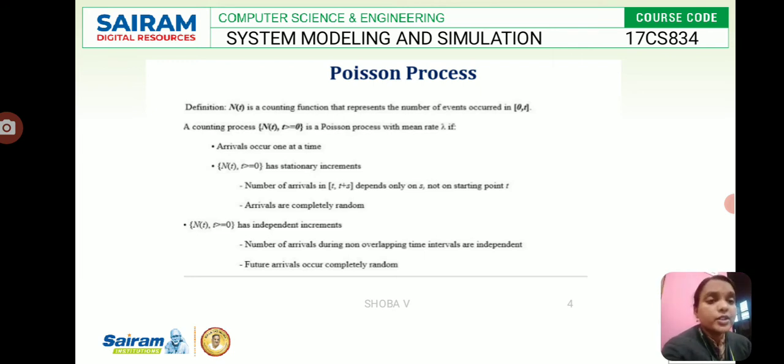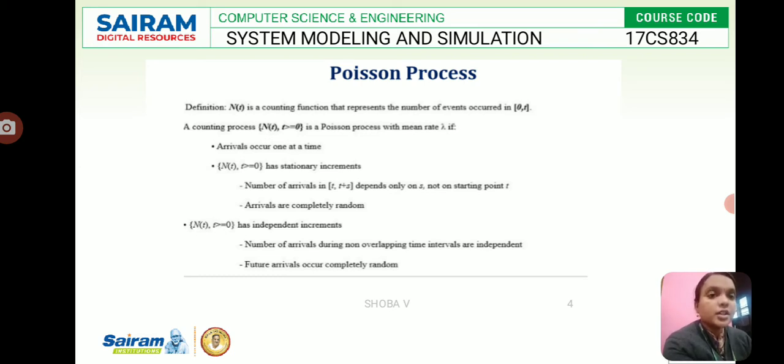Now we are going to see the Poisson process. N of t is a counting function that represents the number of events occurring during the time interval 0 comma t, and we have a counting process in which arrivals occur one at a time. One is stationary increments and another one is independent increments. Stationary increments is a dependent one, and independent increments is an independent one, and the number of arrivals will occur during non-overlapping intervals. And then, as a similarity, both stationary increments and independent increments have completely random arrivals.